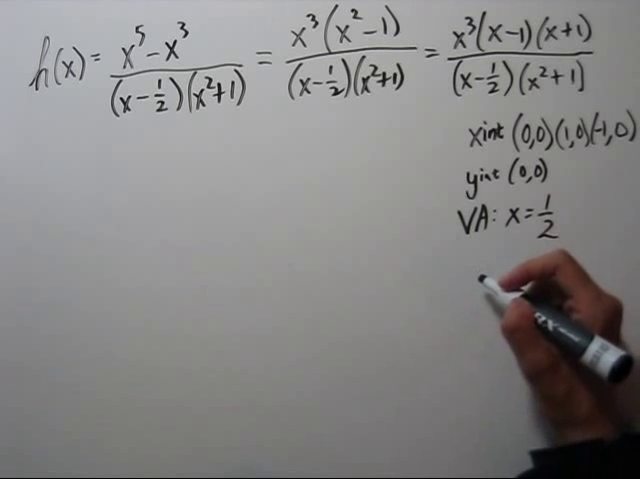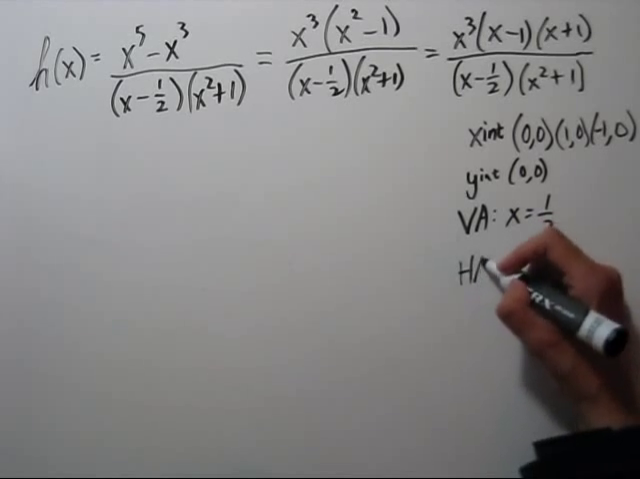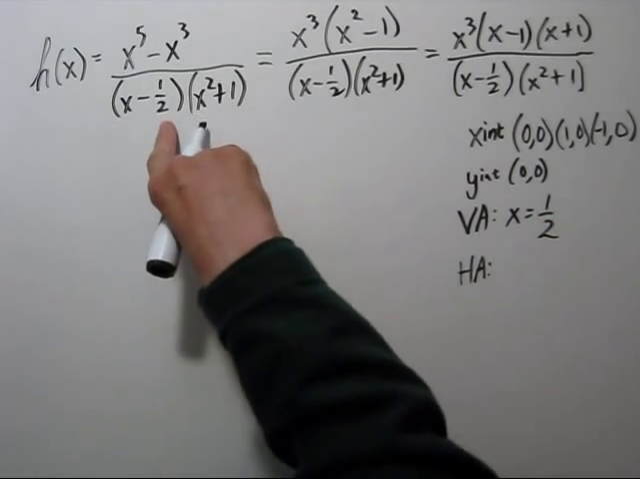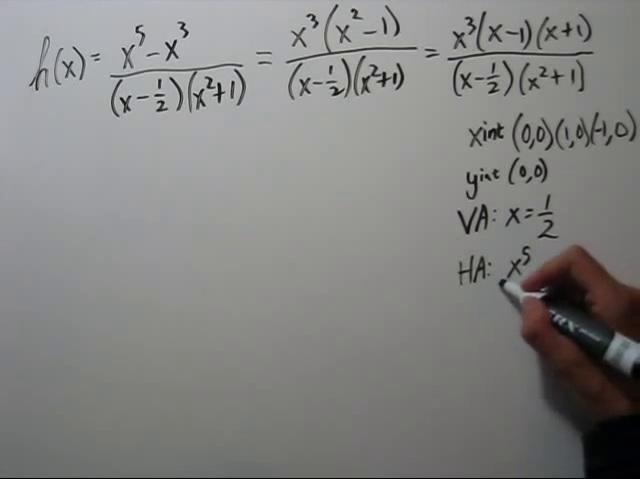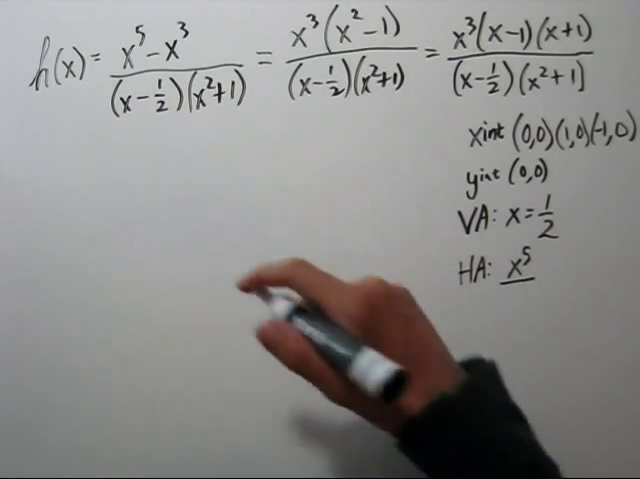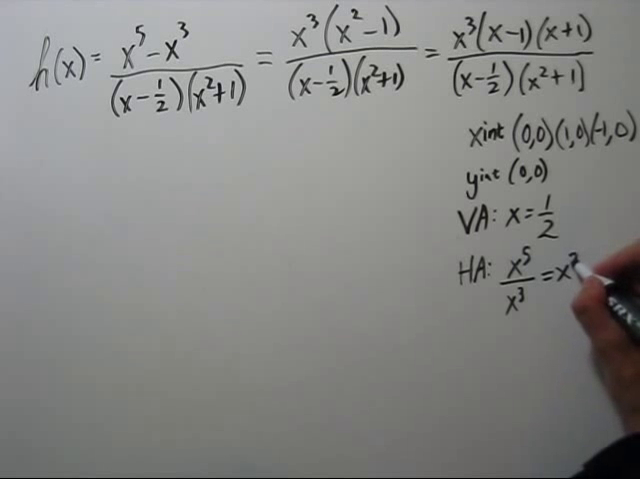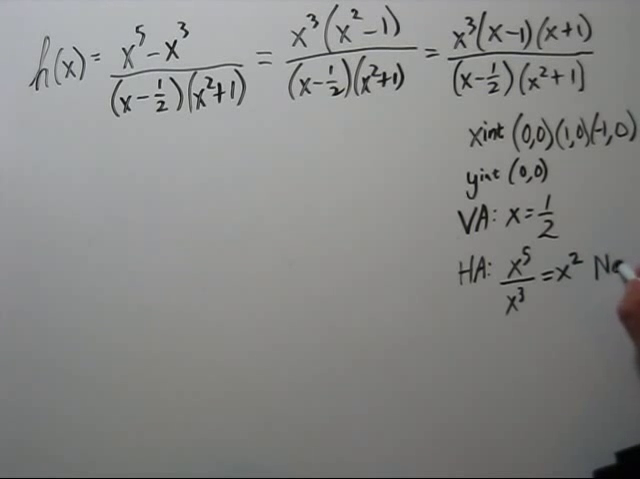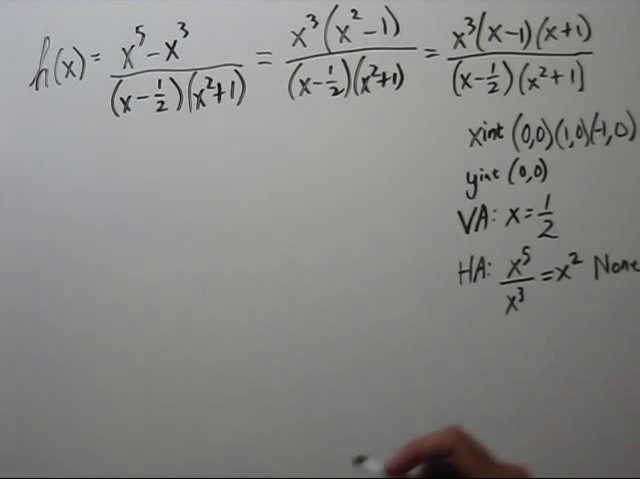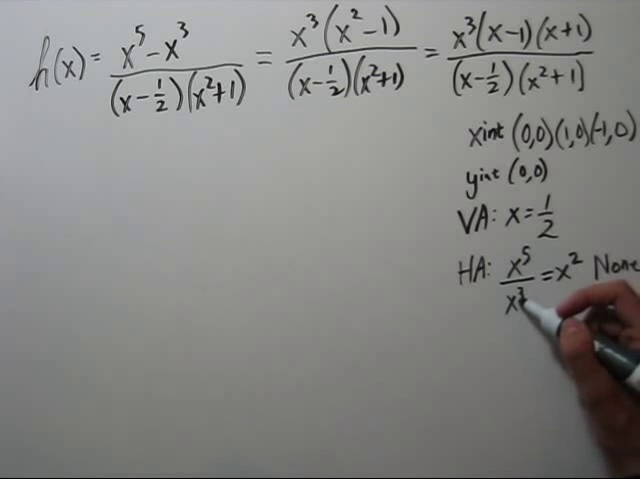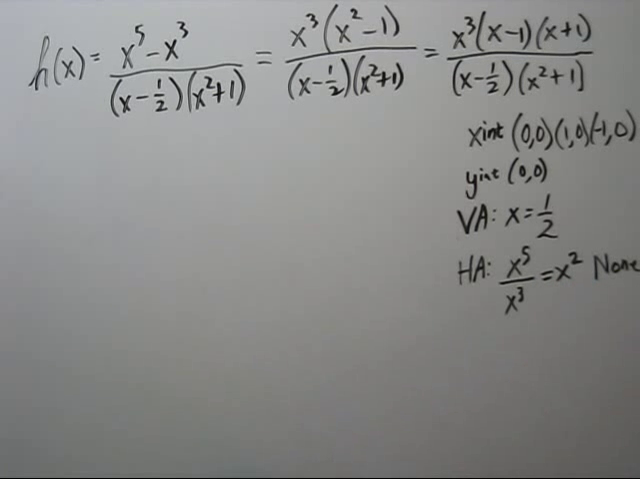For horizontal asymptotes, let's take the ratio of our leading terms. Let's go back to here. We're going to have an x to the 5th over an x cubed as the leading term. Okay, that's x squared, so it's not a number, so we have no horizontal asymptotes. We also don't have a slant asymptote because the degree of the numerator is 2 larger than the denominator rather than just 1. However, we can investigate the end behavior still, and we'll do that with long division.